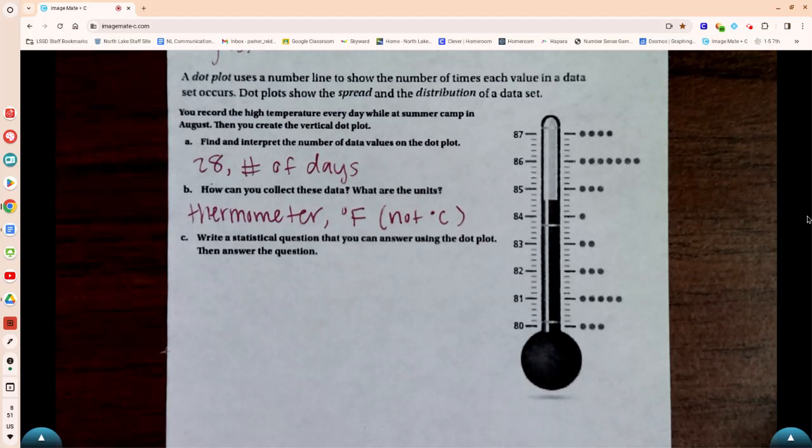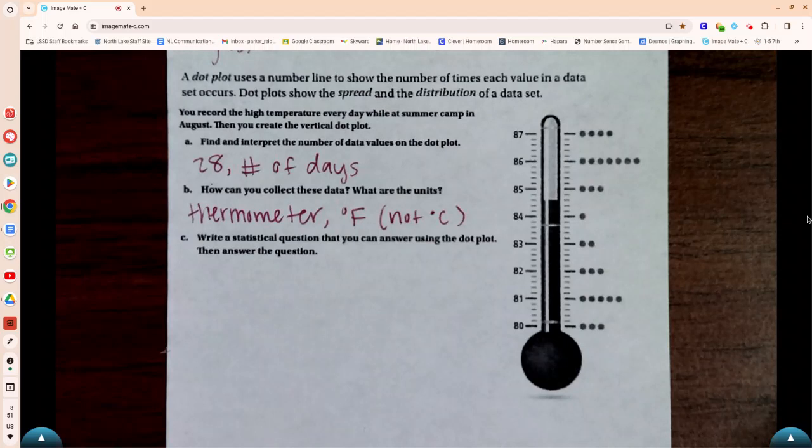Okay, we have one more question we're gonna do. This one says, write a statistical question that you can answer using the dot plot and then answer the question. So they recorded the high temperature every day at camp. So what is a question we could maybe ask about this scenario where we know it's going to be a bunch of different answers? We don't expect there to be one answer. Ratisha?